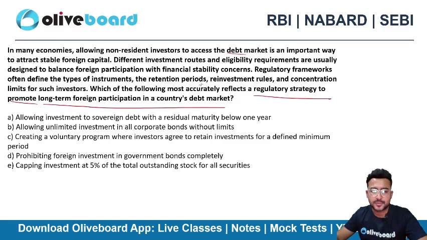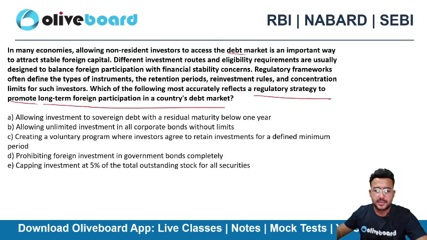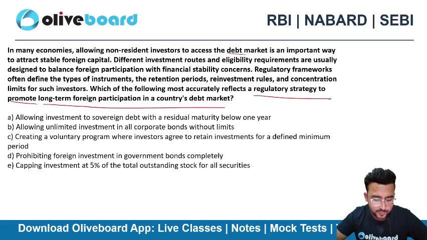Which of the following most accurately reflects the regulatory strategy to promote long-term foreign participation in a country's debt market? I repeat, which of the following accurately reflects regulatory strategy to promote long-term foreign participation in a country's debt market? So the options are in front of you. Please read the options and let me know in the comment section what you feel is the correct one.